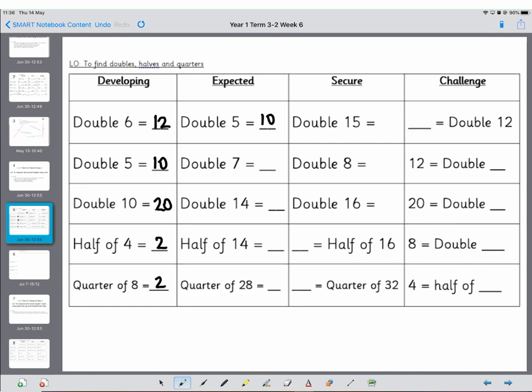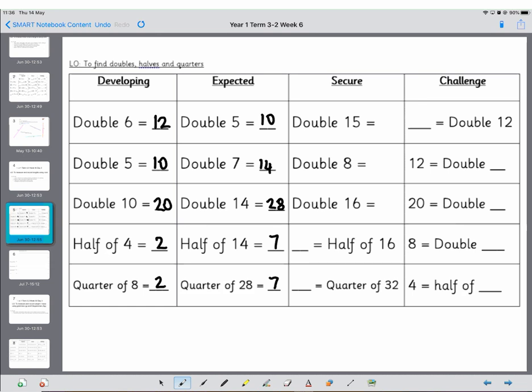Double 7 is 14, and double 14 is 28, because we're doing a 10 bar and 4 ones and adding another one. Next one, watch out, half of 14. Well, that's the opposite of double 7, so the answer must be 7. And a quarter of 28 is half of 28 is 14, so half of 14 we know is 7.